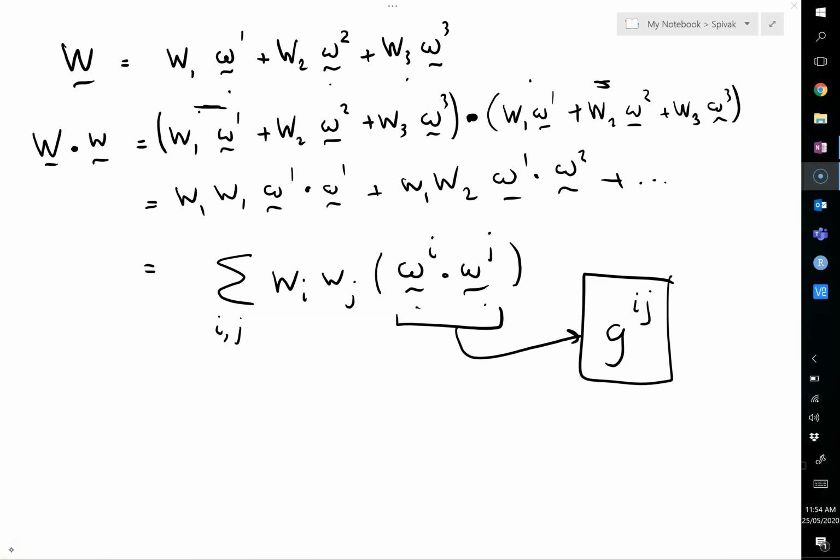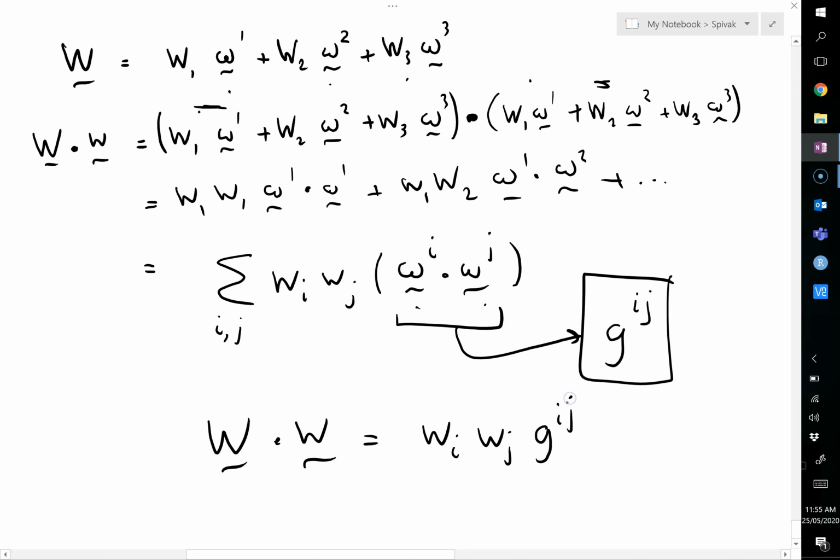And the way to think about it is that w dot w equals w_i w_j g^ij, with an implicit summation that we don't need to say because we've got a repeated index i and a repeated index j. So by the Einstein summation convention, we don't need to mess around with sigma ij. We can just get rid of that.